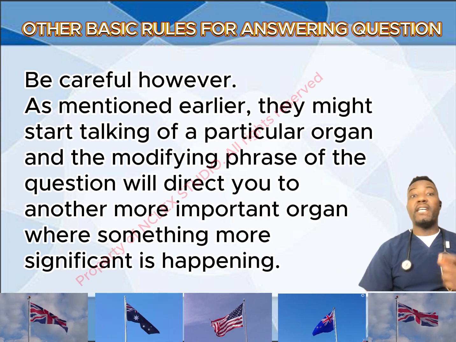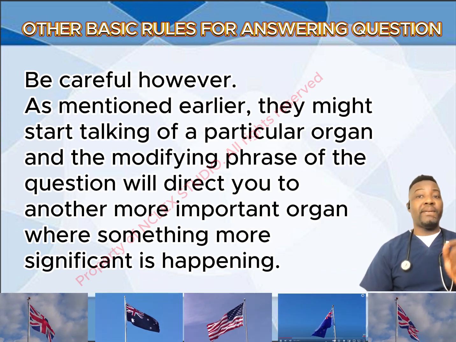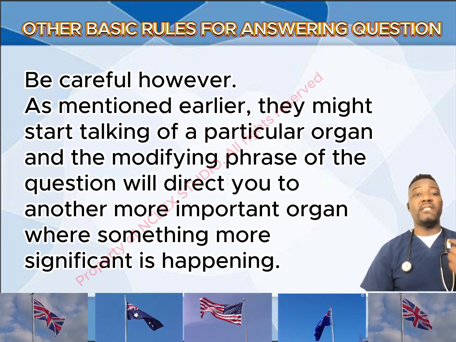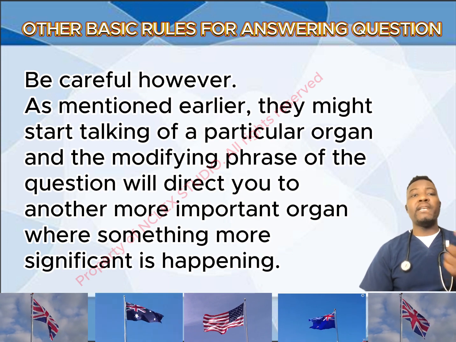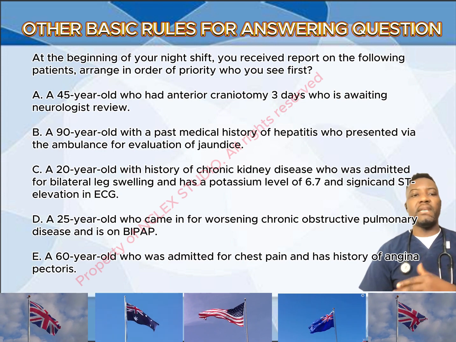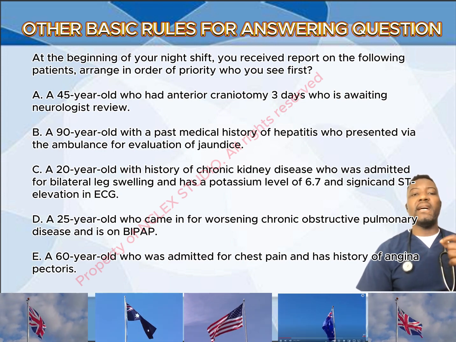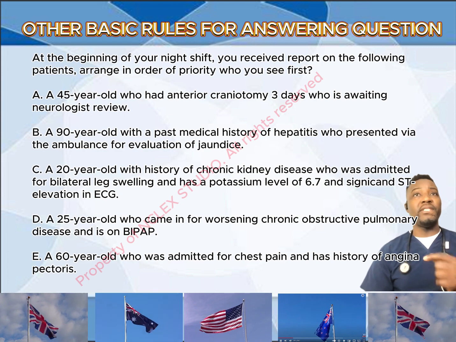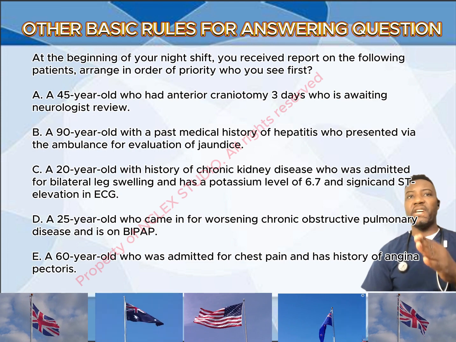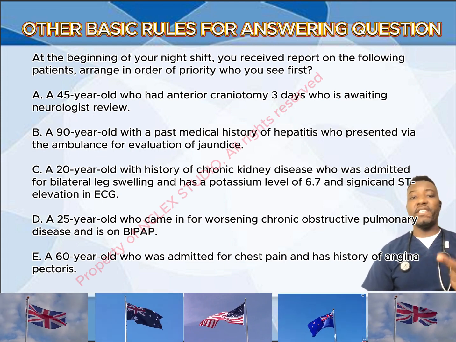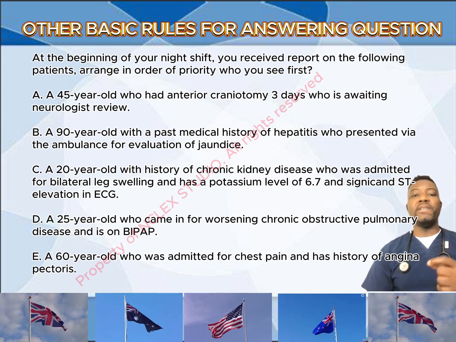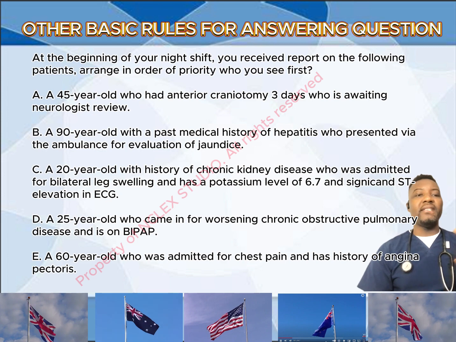Be careful, however. As mentioned earlier, they might start talking about a particular organ, and the modifying phrase of the question will direct you to another more important organ where something more significant is happening. I want us to look at this example. At the beginning of your shift, you receive report on the following patients. Arrange in order of priority how you will see them. A, a 45-year-old who had anterior craniotomy 3 days ago, who is awaiting neurologist review. For me, even though the brain is the most important organ in the body, the surgery was 3 days ago, and this person is already recovering, awaiting neurologist review. He can wait.